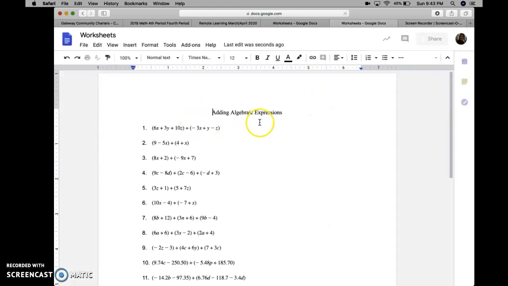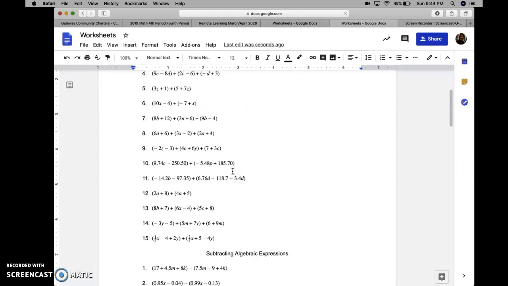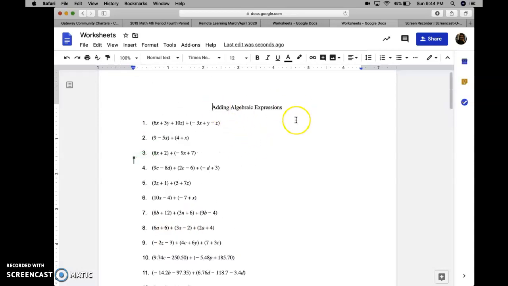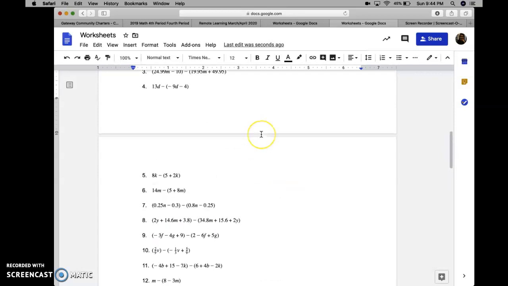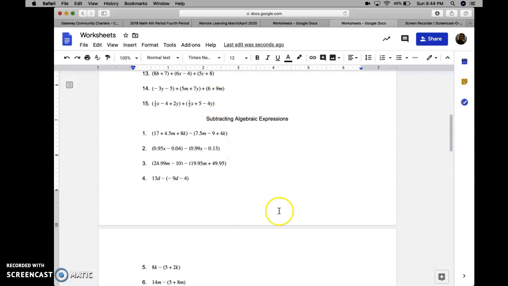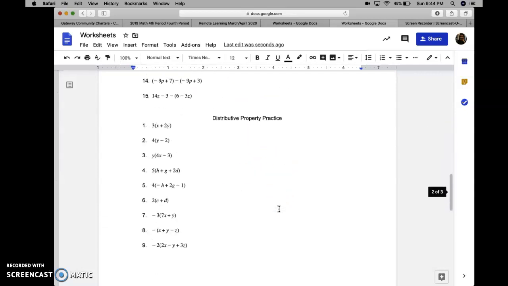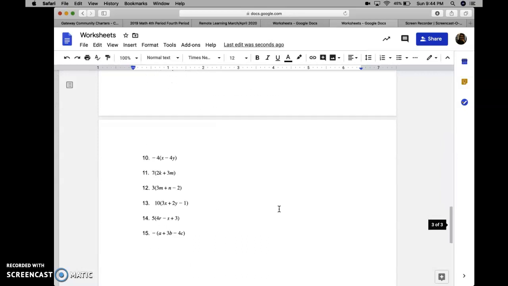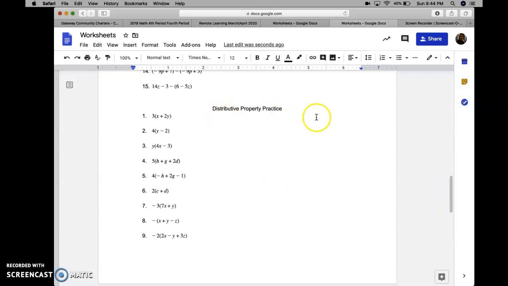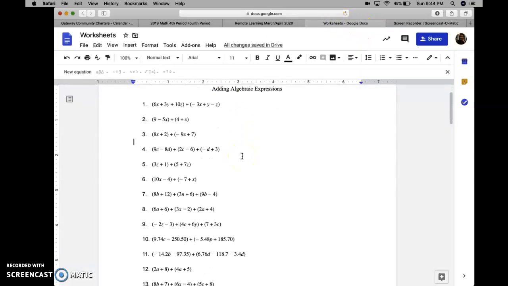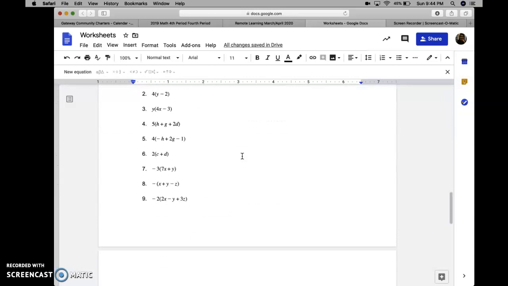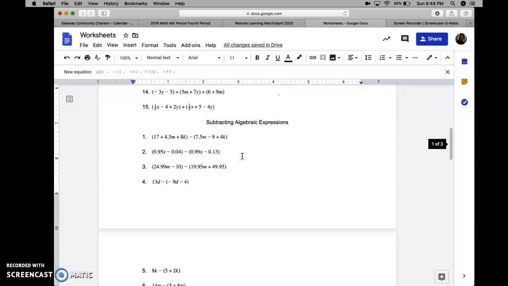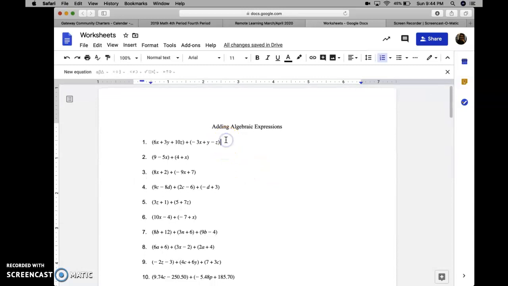And all of that is in this one Google Doc where you have 1 through 15 is adding algebraic expressions, the next section 1 through 15 is subtracting algebraic expressions, and then another 15 problems for distributive property practice. So it's all just in one document. You do this one document and then you submit that on Friday.